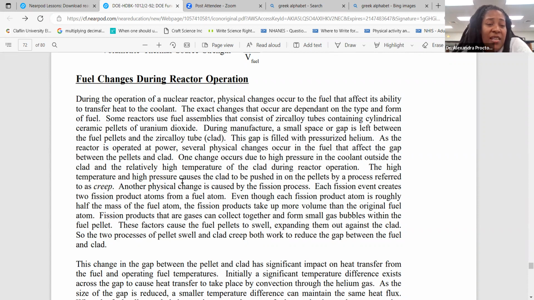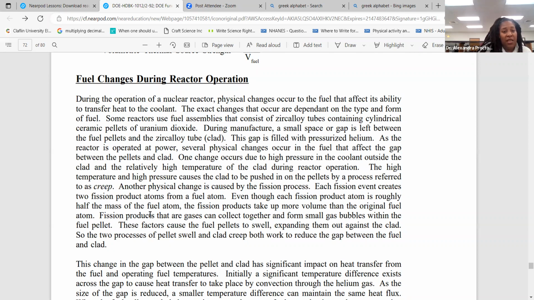As the reactor is operated at power, several physical changes occur in the fuel that affect the gap between the pellets and the clad. One change occurs due to high pressure in the coolant outside the clad and the relatively high temperature of the clad during the reactor operation. The high temperature and high pressure cause the clad to be pushed in on the pellets by a process referred to as creep. Another physical change is caused by the fission process.